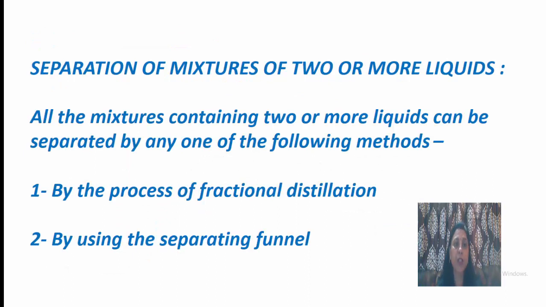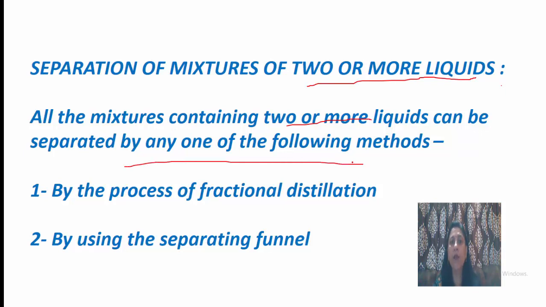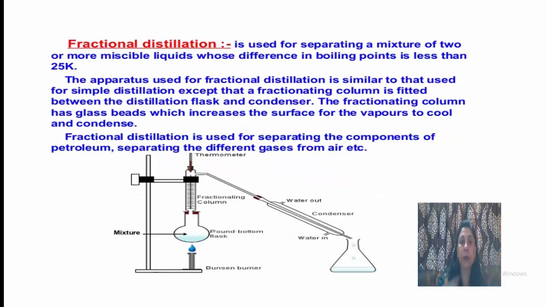Okay, now the next type is mixtures of 2 or more liquids. This is the separation of a mixture of 2 or more liquids. So all the mixtures containing 2 or more liquids can be separated by any one of the following methods: either by using fractional distillation or by using the separating funnel. If the liquids are miscible, miscible means they are soluble in each other, we use fractional distillation. If the liquids are immiscible, then we will be using a separating funnel.